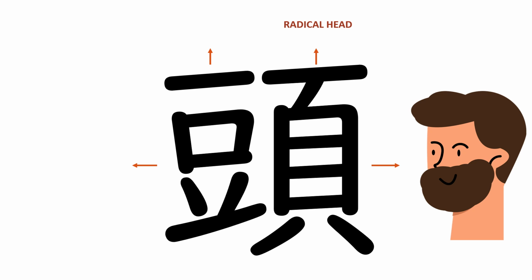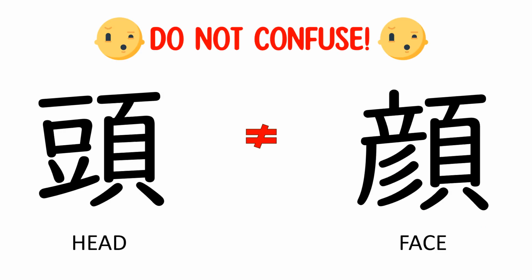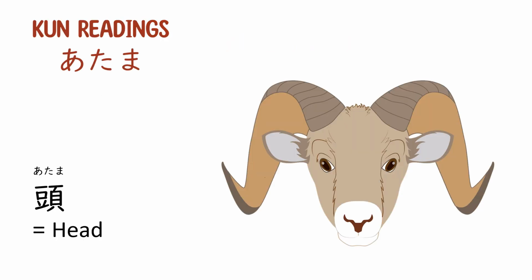Now, let's look at the left, which first, it is the phonetic character to, but second, it originally represented a tall bulb to suggest something prominent. Do not confuse head and face. Both have the same radical on the right, but the kanji head has the tall bulb on the left-hand side. The kun reading is atama, which means head.